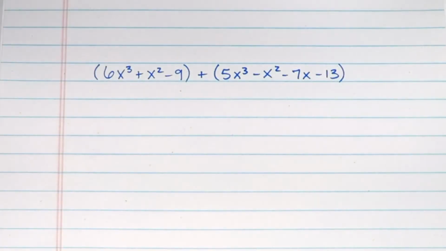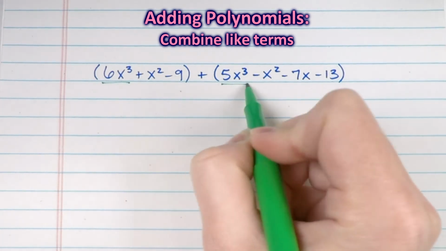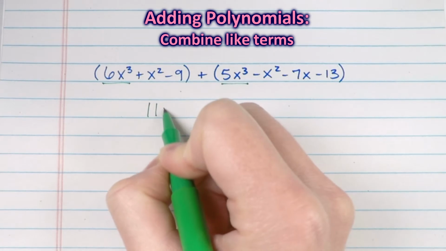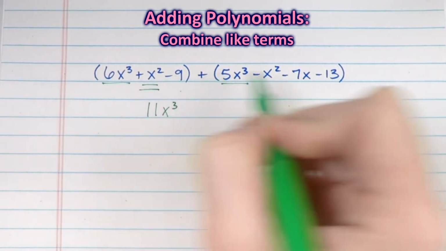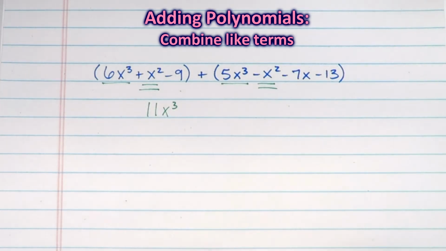To add polynomials, you're basically just combining like terms. So we've got an x cubed here and another x cubed there. If I combine these terms, adding the coefficients and then keeping the exponent the same, that would give me 11x cubed. And then I have x squareds. So I have a positive 1x squared, negative 1x squared. Those would add up to 0, so those will cancel out.